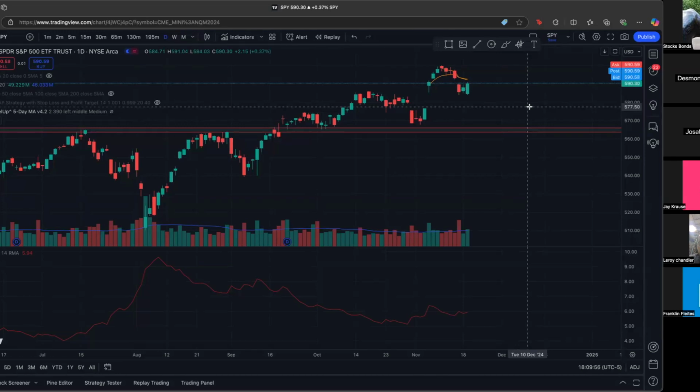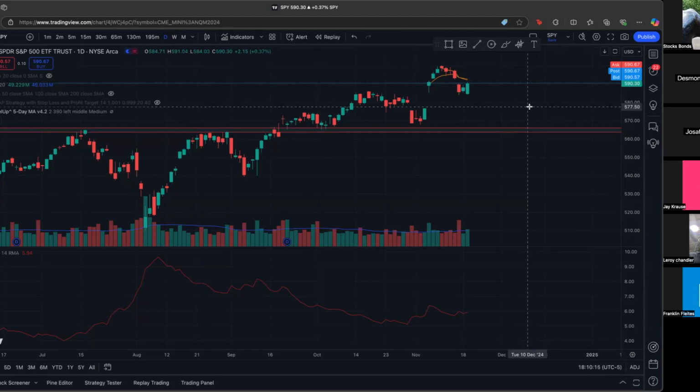What is the high of SPY today? The high of SPY right now for today is 591.04. So which means they opened at 584.50ish and change, moved one ATR towards 591, pulled back, and closed the day at around 590.30.